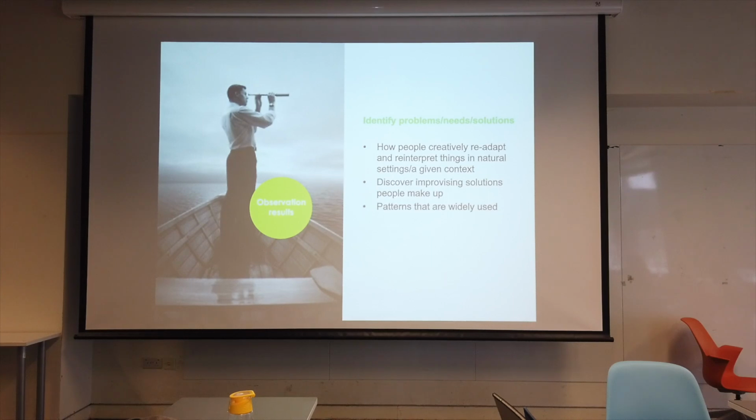So this is a very interesting part. You are assigned to go out, you have to see how they readapt and reinterpret. So these are the key words. You have to keep that in mind. And discover improvising solutions. Improvising means thinking on the spot. So people do things without any planning or preparation. They do things based on their emotion, for example. So how do they solve the problem?